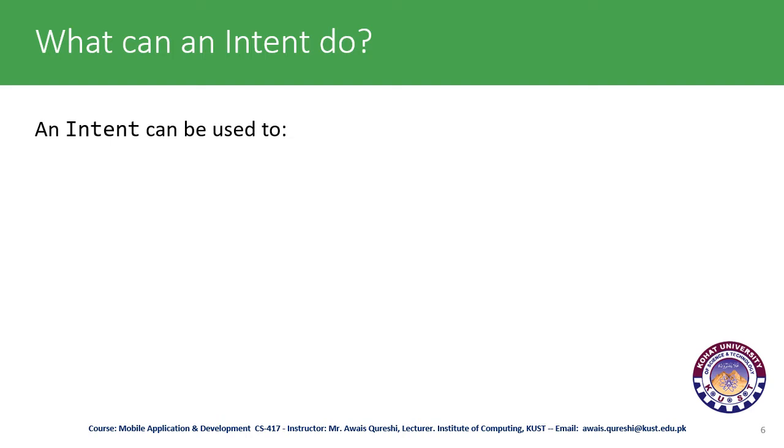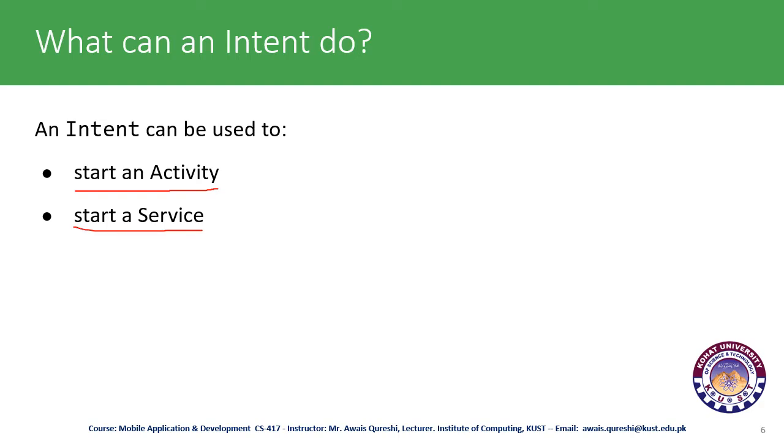So what can an intent do? An intent can be used to start an activity. This is the first step. With the help of an intent, we can start an activity. After starting an activity, the application will move into different states. The other operation of an intent is to start a service, a background service. We can start a background service with the help of an intent.